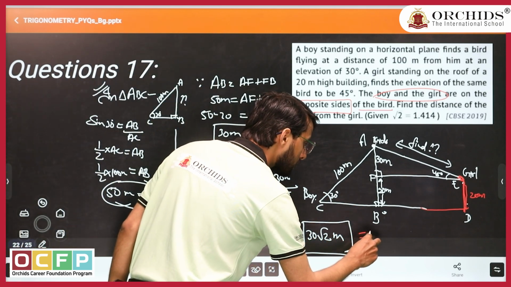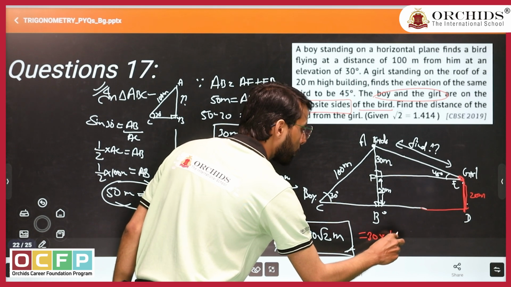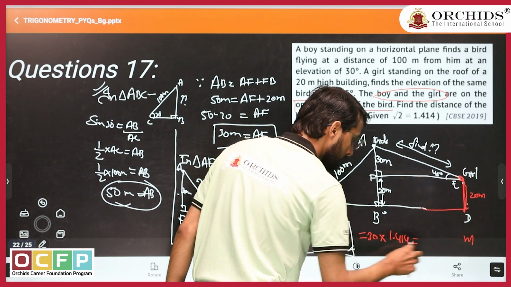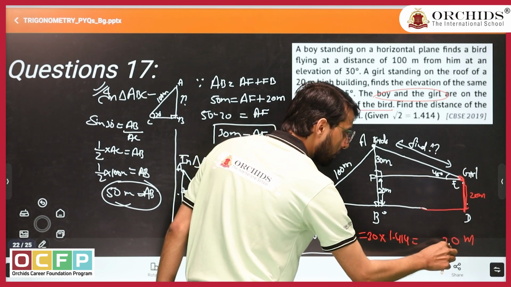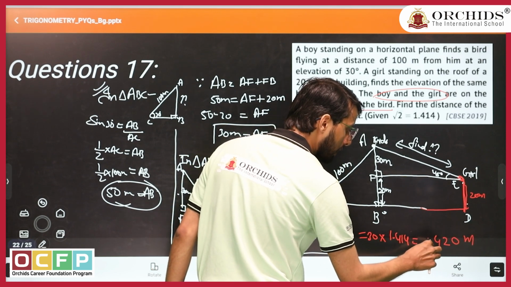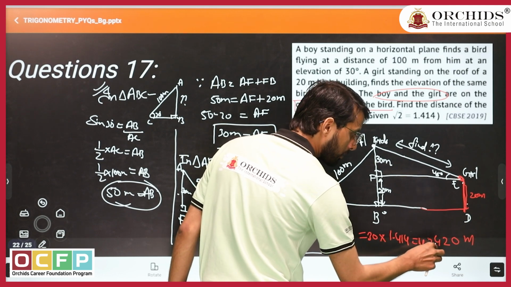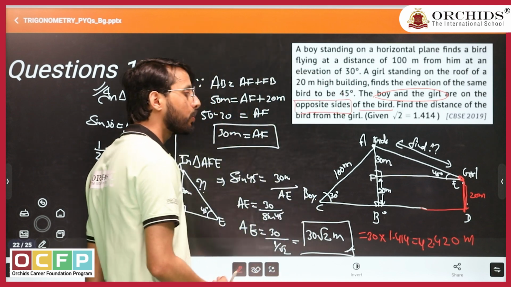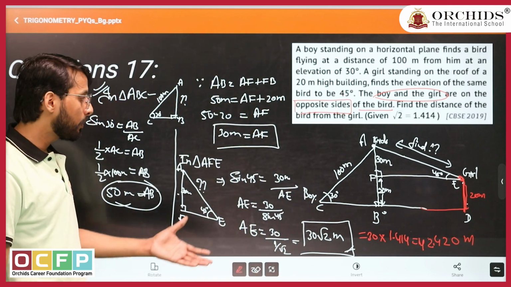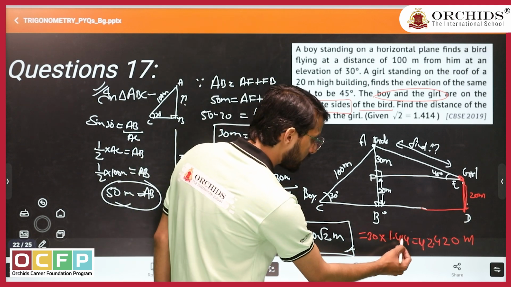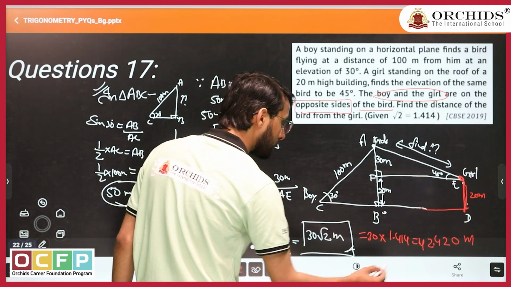So we should write 30 into 1.414. If you multiply, what will you get? 0 will come, 3 4 12, 3 1 3, 3 4 12 and 3 1 3 plus 4. Decimal is there. So you will get 42.420 meter. Multiplication is yours, just check it.